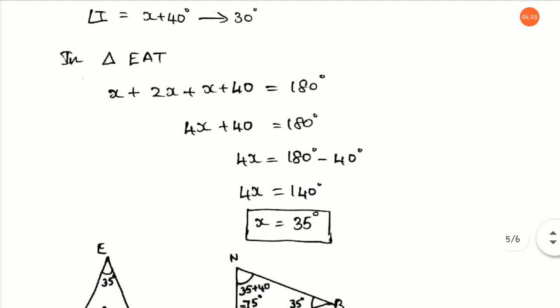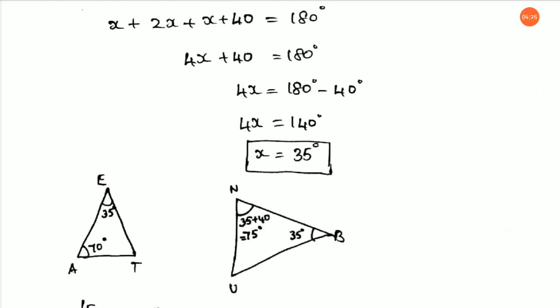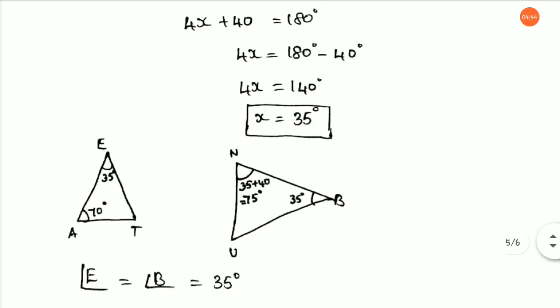Shall we substitute it in the triangle? They have given this value as X and the value we have found out, so I am going to substitute 35 degrees and 70 degrees. Here 35 plus 40 was the value of N, so we are going to add it with 35 and write it as 75 degrees and 35 degrees. Now we are going to check whether all the angles are the same. If they are the same, we can declare that the triangles are similar to each other.